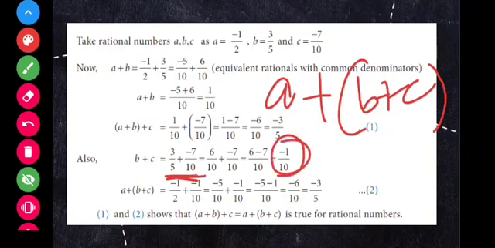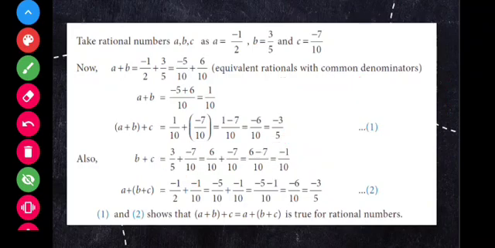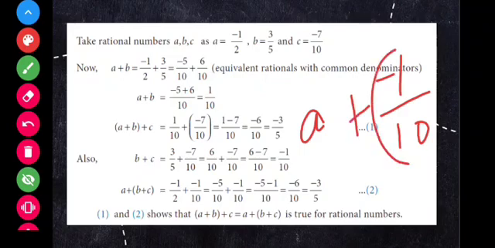We are getting minus 1 by 10. Okay, so minus 1 by 10. So what is our right hand side equation actually? A plus b plus c.